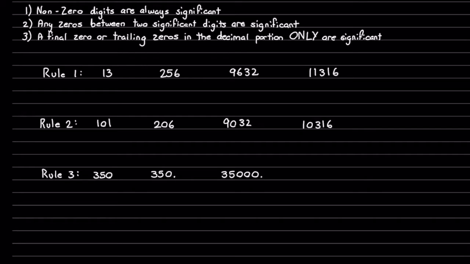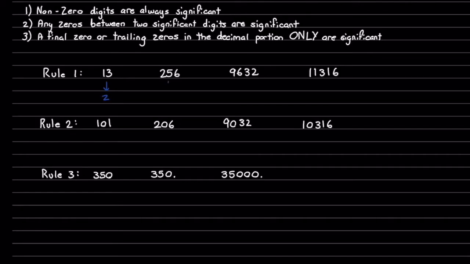So first rule, non-zero digits are always significant. So as you can see here, we have a 13, and of course these are not zeros, so in that case the rule already says that both of these are considered significant. So in this case, 13 is going to have two significant digits. Let me change colors here. There we go. So this is going to have two significant digits always, and that doesn't change.